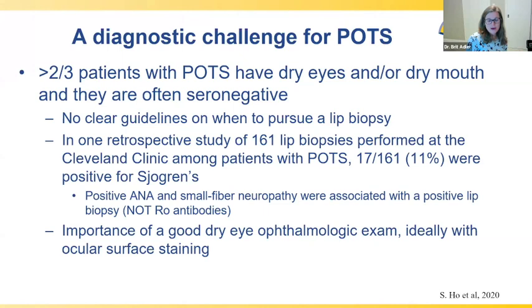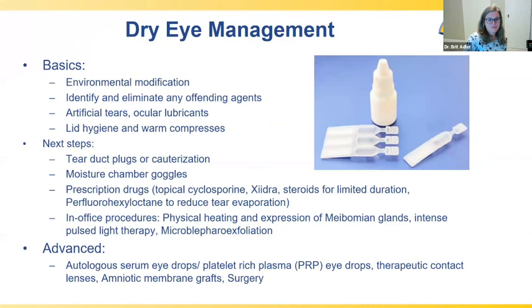Interestingly, it was not patients with positive Rho antibodies who were more likely to have a positive lip biopsy, showing that these patients with POTS who have Sjögren's are more likely to be seronegative and not have the Rho antibodies. And so I think in my own practice for these patients, it's really important to have a good dry eye exam, ideally with ocular surface staining. That can provide really helpful information to know if there's actual impaired tear production and the cornea or the conjunctiva integrity is impaired, and that can help determine who should move forward with the lip biopsy.